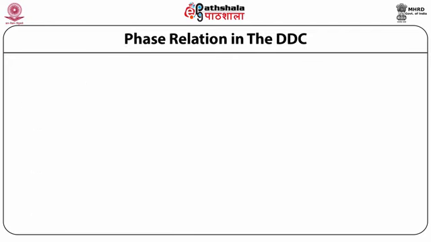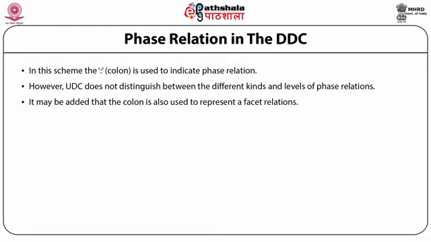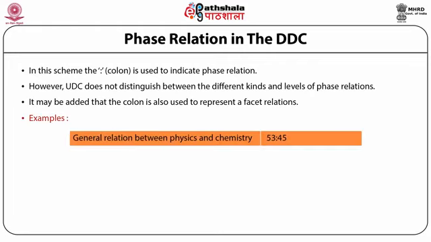Phase relation in the UDC. In this scheme, colon is used to indicate phase relation. However, UDC does not distinguish between the different kinds or levels of phase relations. It may be added that colon is also used to represent a phase relation. For example, the general relation between physics and chemistry has the number 53:45.